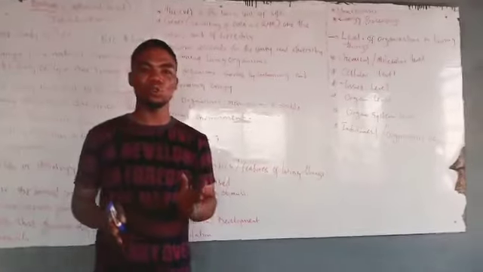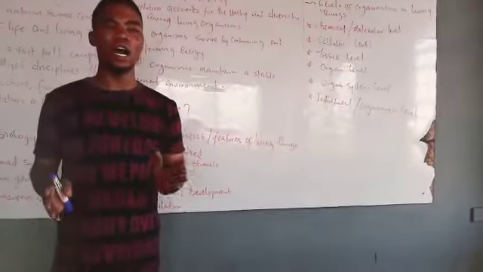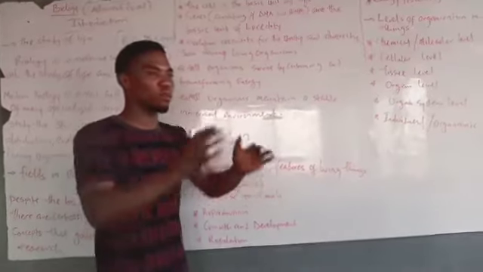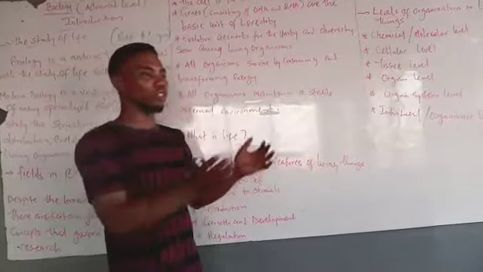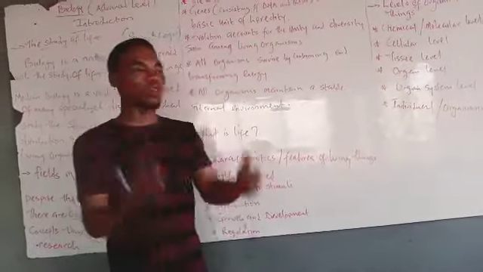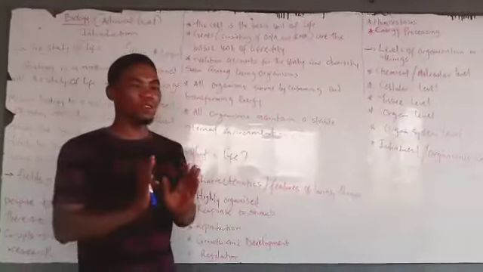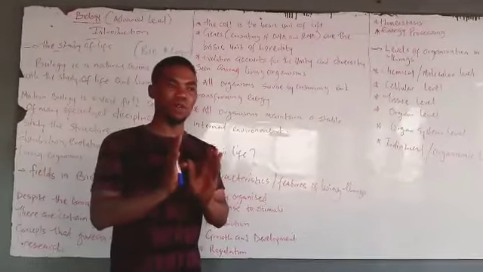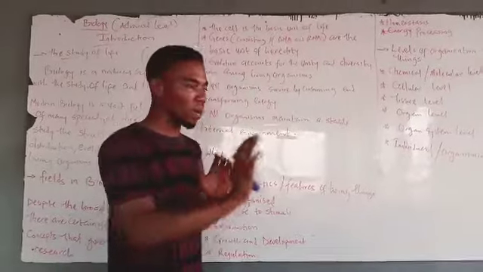And then we have those that are on the tissue level. That is, an aggregation of cells performing the same function and of the same origin, coming together to form tissue. So, in short, the bodies of living organisms are so well organized. The body is very well organized into a particular pattern.